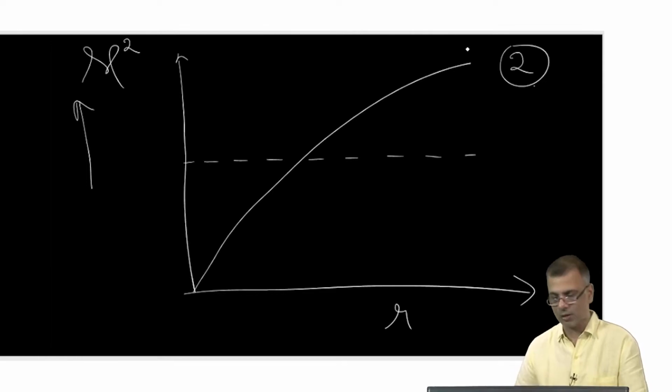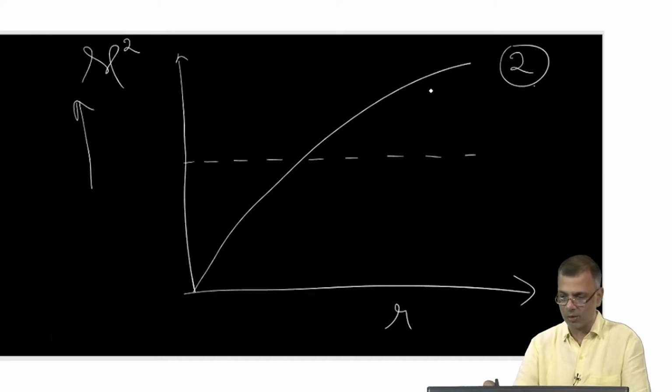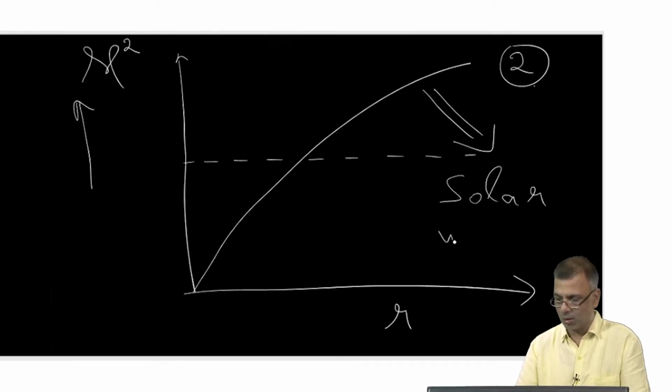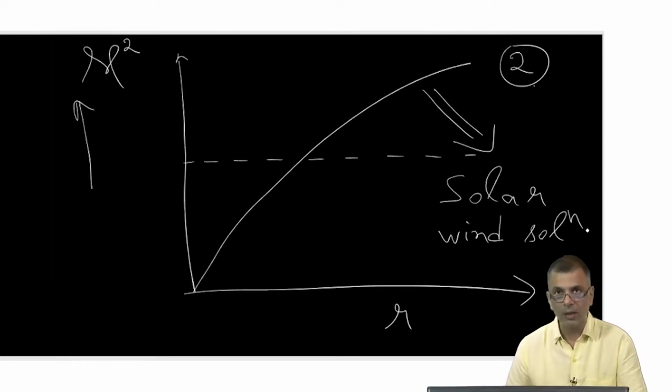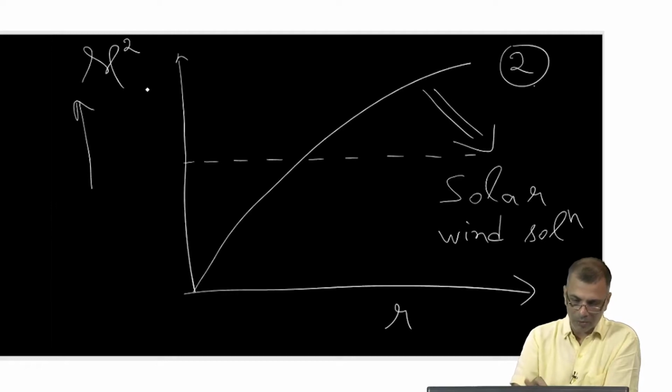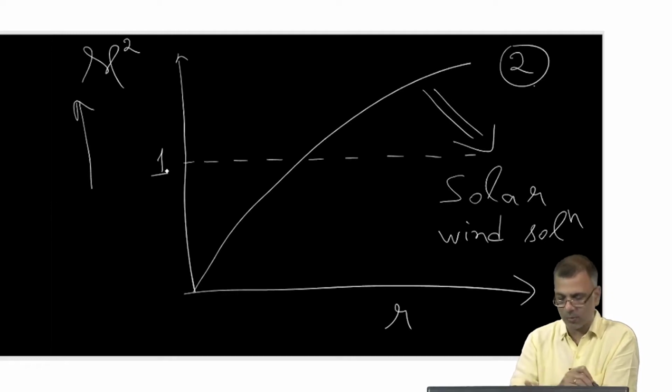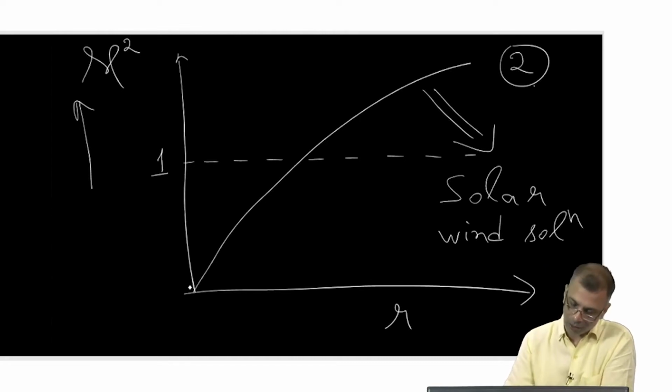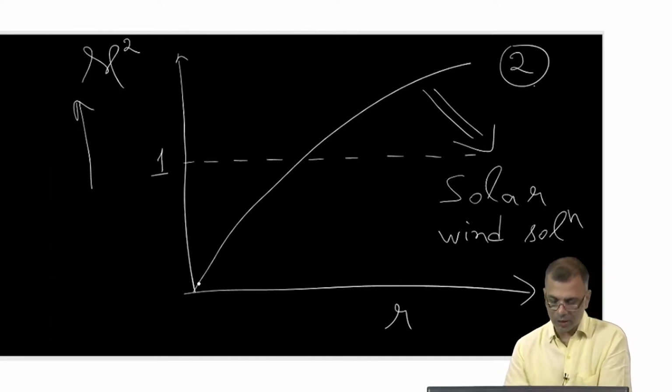We saw all the solutions together on the same graph. Now we are concentrating only on the solar wind solution. So this would represent the solar wind solution, right? And so what does this represent? Well, the Mach number is plotted on the y-axis, and this is where Mach number equals 1. So this represents a kind of solution which starts out subsonic at the very center, right?